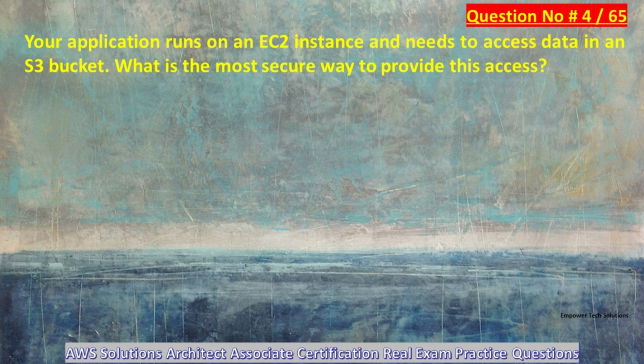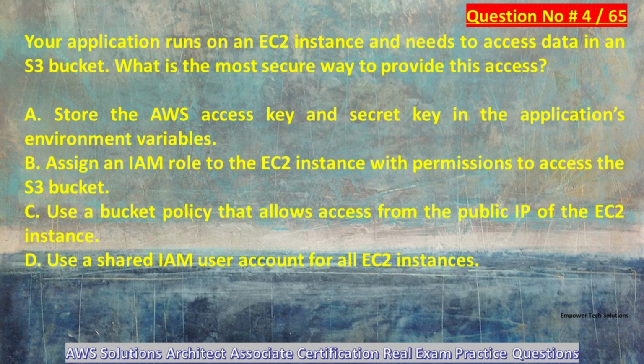Your application runs on an EC2 instance and needs to access data in an S3 bucket. What is the most secure way to provide this access? A. Store the AWS access key and secret key in the application's environment variables. B. Assign an IAM role to the EC2 instance with permissions to access the S3 bucket. C. Use a bucket policy that allows access from the public IP of the EC2 instance. D. Use a shared IAM user account for all EC2 instances.